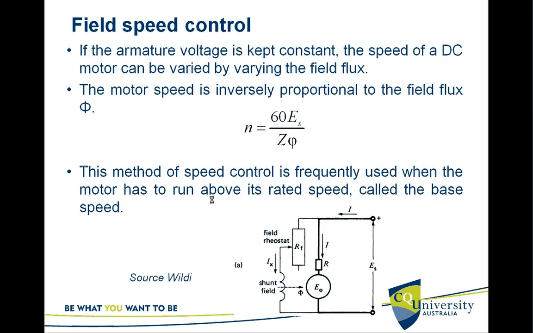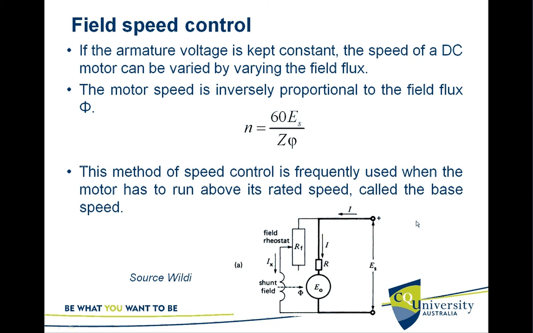Now the field speed control, based on the field. If the armature voltage is kept constant, the speed of a DC motor can be varied by varying the field flux. That's the other way of doing it. The motor speed is inversely proportional to the field flux phi. So that's the equation which governs it: N is equal to 60 times ES divided by Z phi. This method of speed control is frequently used when the motor has to run above its rated speed.